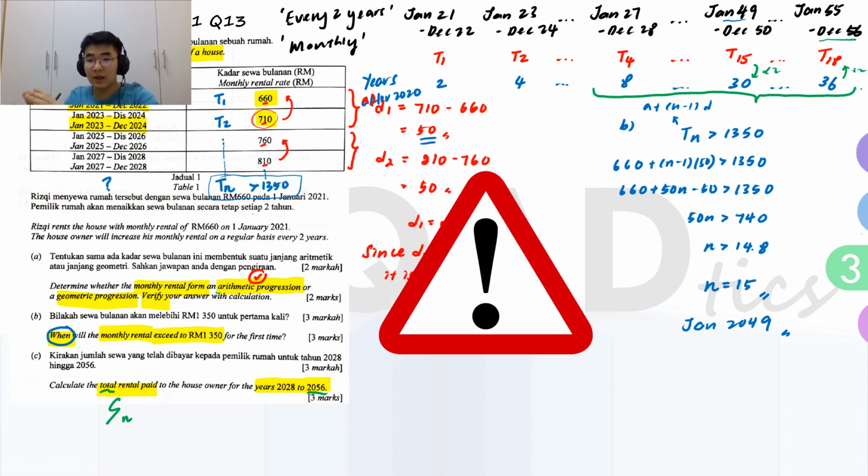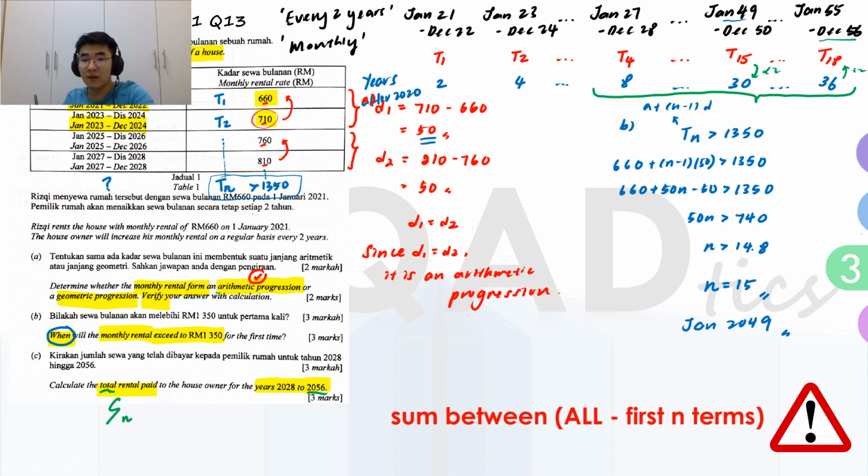Right, so we need to find the sum between the terms, not the sum of first n terms, right? So if we need to find the sum between, we need to minus one sum minus the other sum. So the first sum would be all the terms. Okay, so here we need to consider the sum of all 18 terms, and the other sum would be those terms that we don't want, which is the first 3 terms, T1, T2, and T3. Right, so we need to minus out the sum of the first 3 terms.